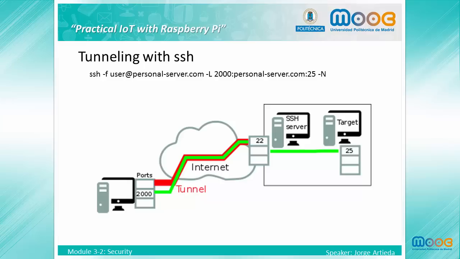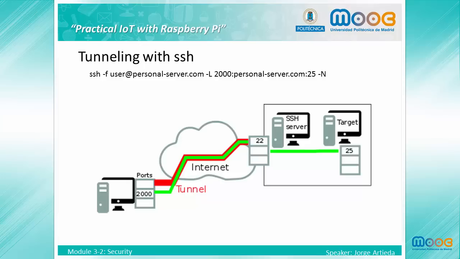Using the command line, we can create a tunnel with the following command. The -f tells SSH to go into background just before it executes the command. This is followed by the username and the server you are logging into. Then -L 2000 personalserver.com 25, which has the form of local port, host, remote port.